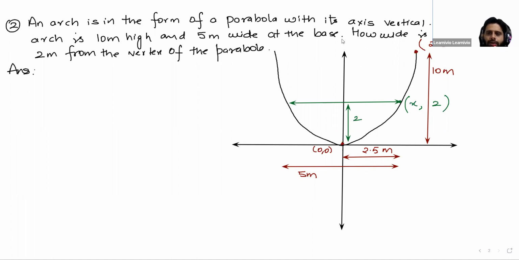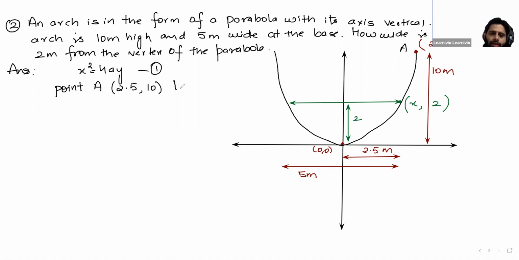I will just give the hint, Rishan. In this case, the equation is x square is equal to 4ay. This point is given, 2.5 comma 10. Then from this point 2.5 comma 10, you can find a. So let this point be A. Point A is 2.5 comma 10. Let this be first. Point A lies on first.